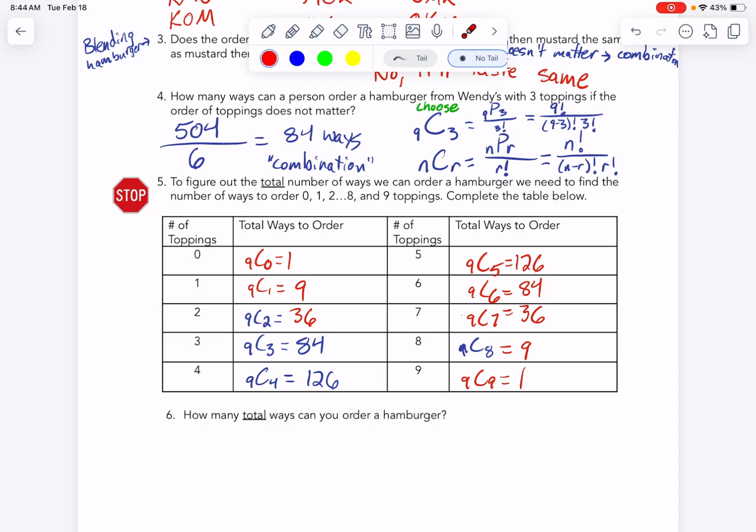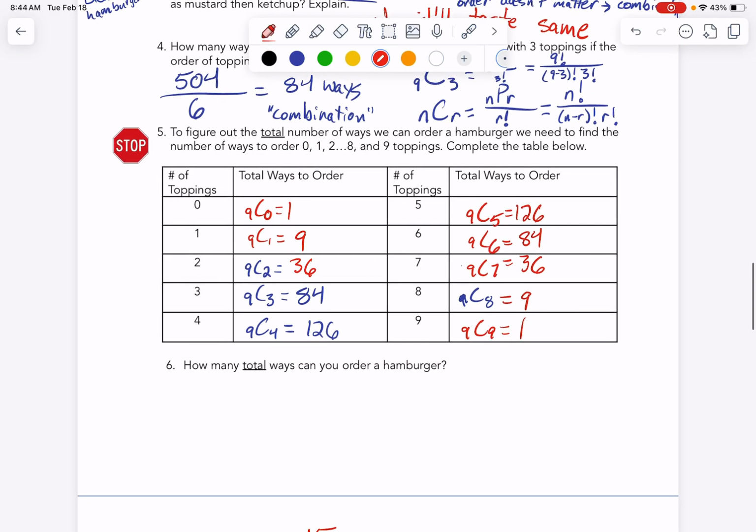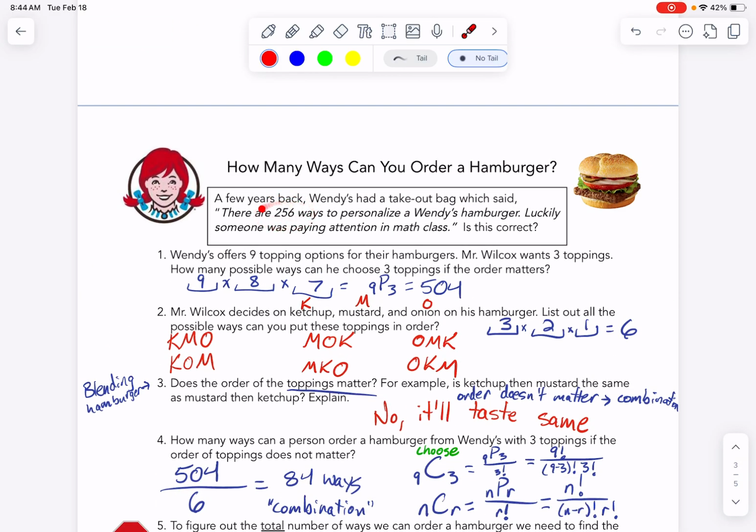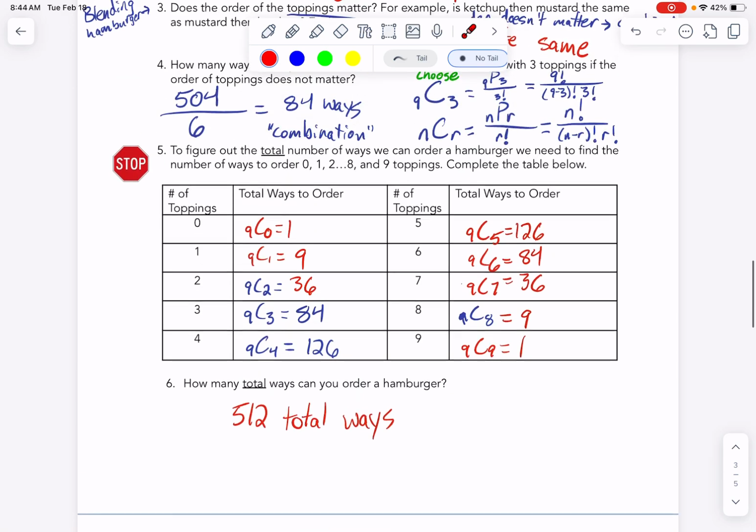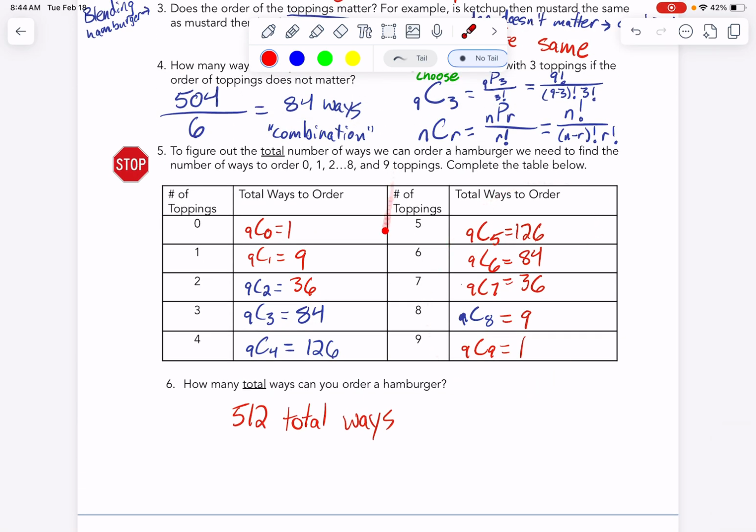So how many total ways can you order a hamburger? Well, if you add all these numbers up, we are going to get 512 total ways to order. So whoever made this Wendy's thing at the top, they claimed there were 256 ways. Well, they undercounted by half. Maybe they didn't do this side of the table or something, but there are 512 different ways to order a Wendy's hamburger.